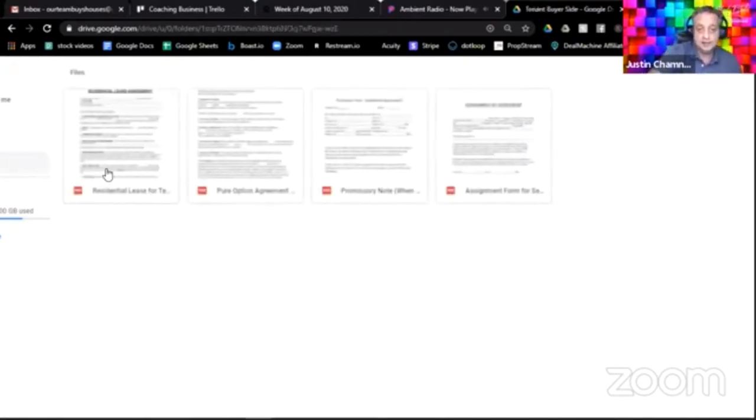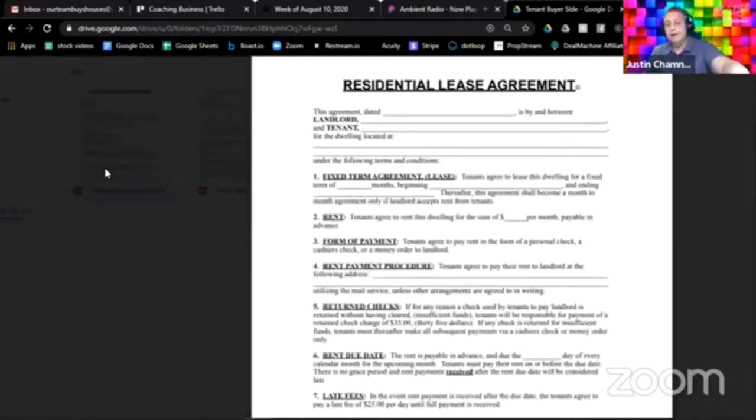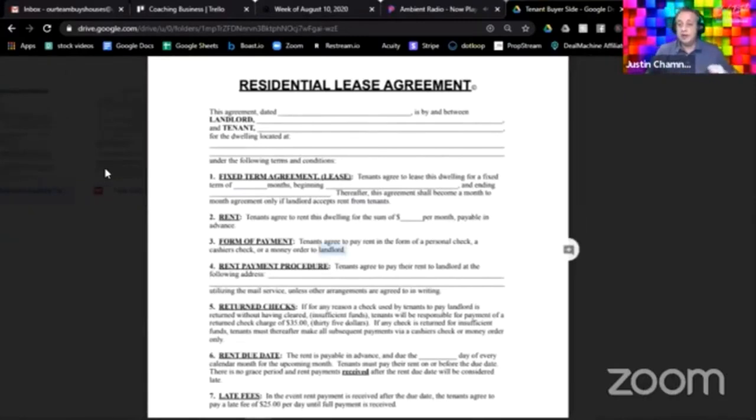Tenant buyer side. In it, there is a residential lease agreement. This is a lease agreement. Now you'll notice there's a separate lease here, and then there's a separate option to purchase here. Two separate agreements. So we're abiding by rule number 6 in rules for making great sandwiches. All right, residential lease agreement right here.